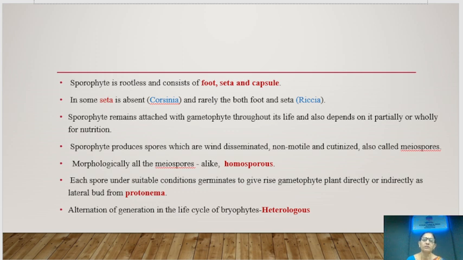And these meiospores, which all look alike, are known as homospores. Under suitable conditions, these spores will give rise to a gametophytic plant directly or indirectly by forming a lateral bud called protonema. After forming the protonema, again the haploid plant body is formed, and in this way there is alternation of generation between the haploid and the diploid. The life cycle of bryophyte is known as heteromorphic, or it is also known as heterologous.